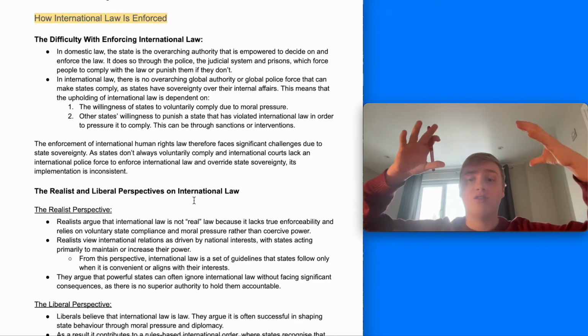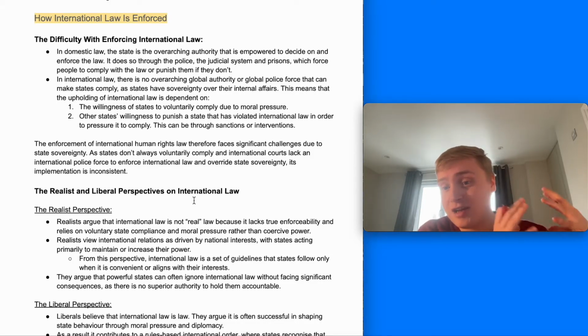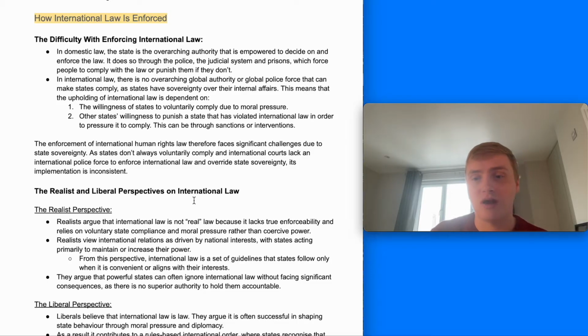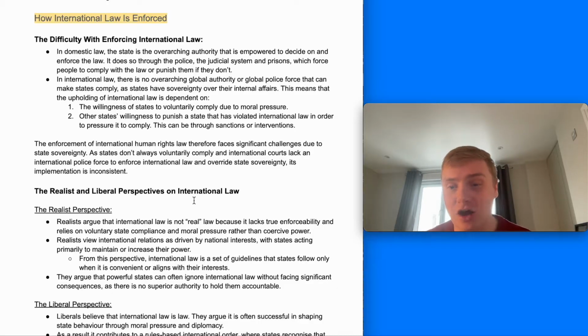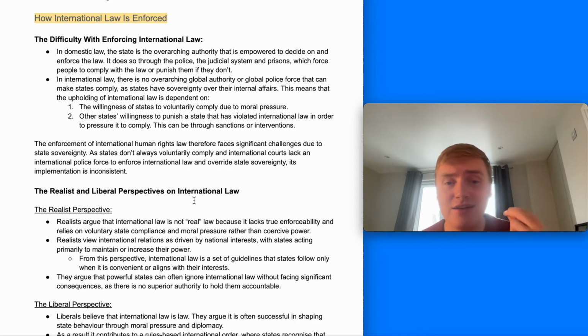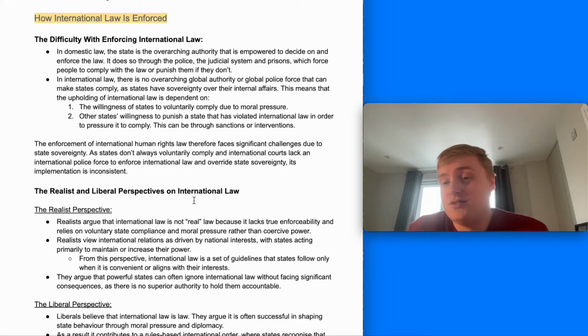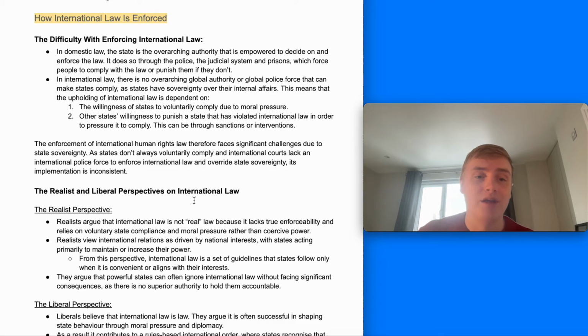So there isn't a global overarching police force, therefore the upholding of human rights is very dependent, firstly, on the willingness of an individual state to comply, and if they don't comply and don't uphold human rights, the willingness of other states in the international community to enforce human rights, to act as that police force. So the enforcement of international human rights law faces significant challenges due to state sovereignty, and as states don't always voluntarily comply and international courts lack a police force to implement it, the implementation of international human rights law is inconsistent, as can be seen in the fact that human rights abuses do occur globally and often go unpunished.